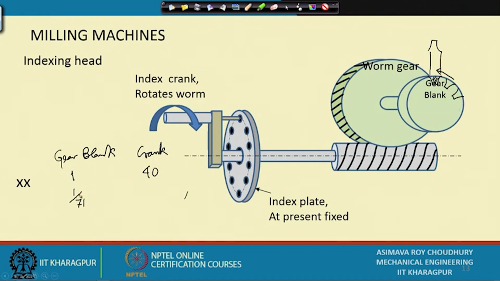So, 1 by 71st of a rotation has to be realized. If there are 71 teeth, this particular rotation is 1 by 71. This rotation is 1 by 71. This will be obtained by 40 by 71. Now, how do I get 40 by 71? It is easy. On a 71 hole circle, you move by 40 holes, and that will exactly give you that fractional movement. But as you would have it, 71 is not here.